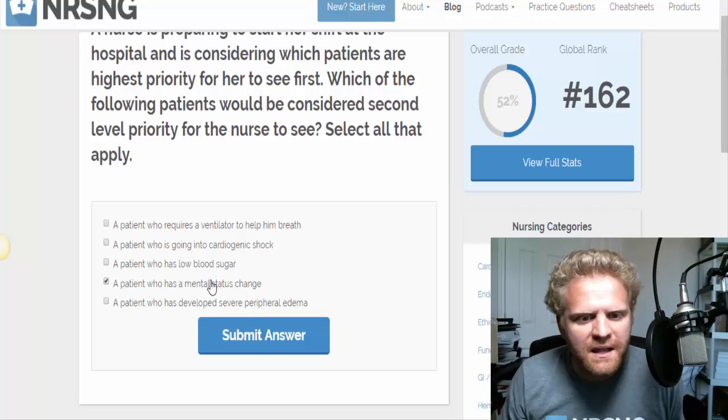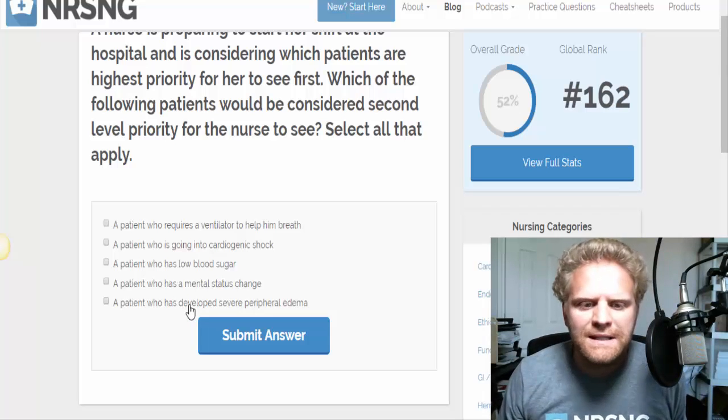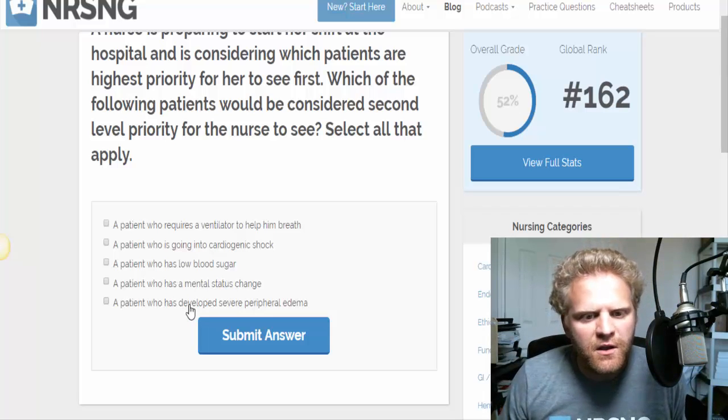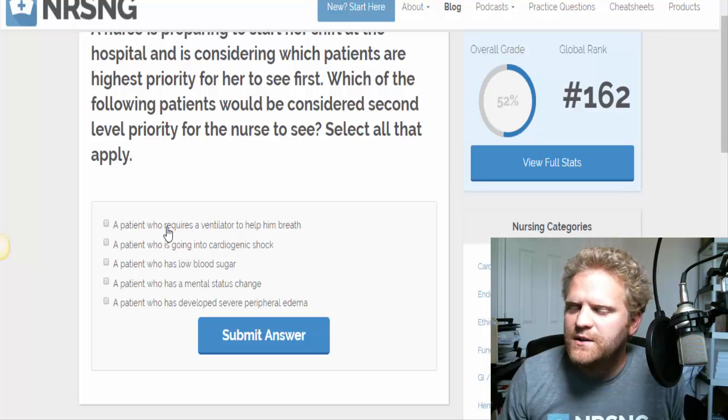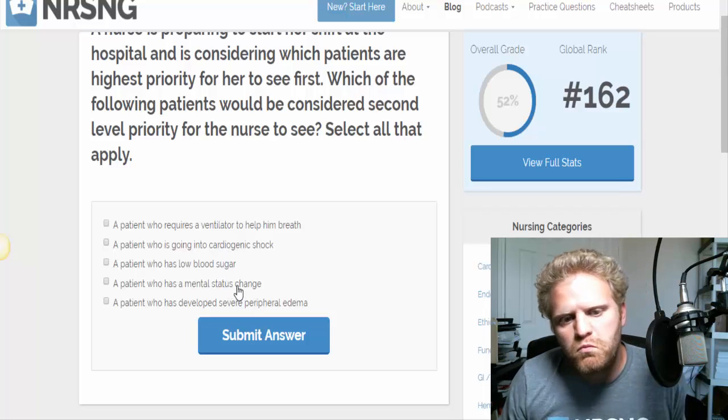A patient who has had a mental status change. Okay, that could be due to stroke or something like that. A patient who has developed severe peripheral edema. Okay, severe peripheral edema, I'm thinking that's some volume overload. So let's do ABCs on this one. That's what I'm going to try, to see if we can get this one right using ABCs. So, patient who requires a ventilator, airway. Going into cardiogenic shock, circulation.